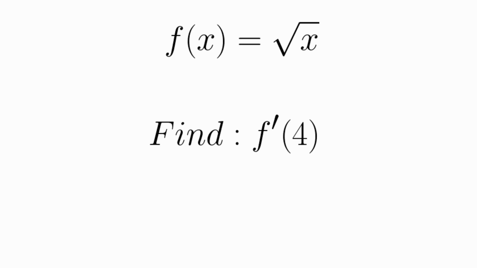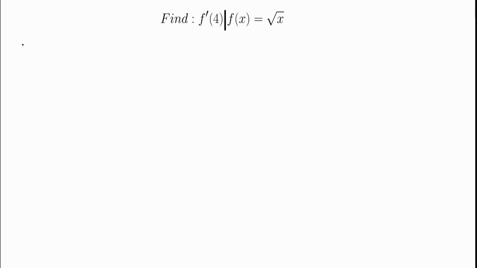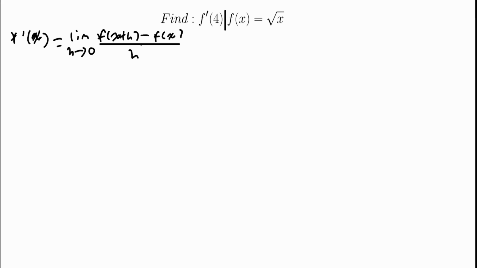Now, let's try something a little bit different. We have f of x equals the square root of x, and we're asked to find f prime of 4. Again, let's start by writing down the formula for the derivative, which is f prime of x is equal to the limit as h approaches 0 of f of x plus h minus f of x all over h. And so let's substitute in our function.